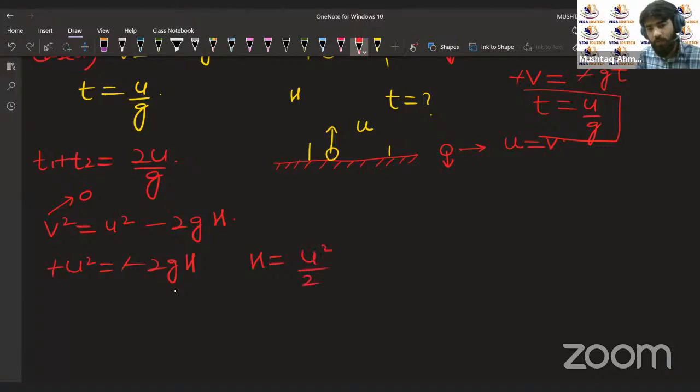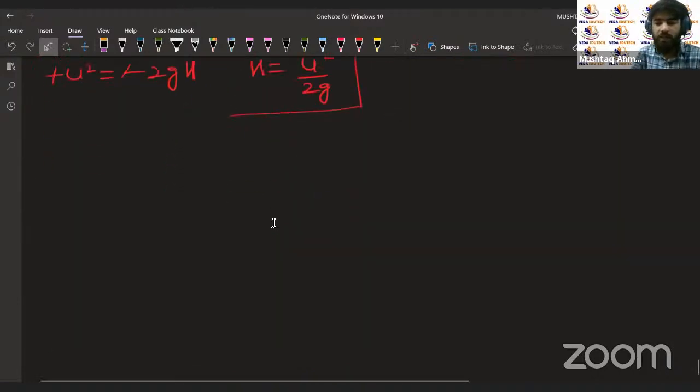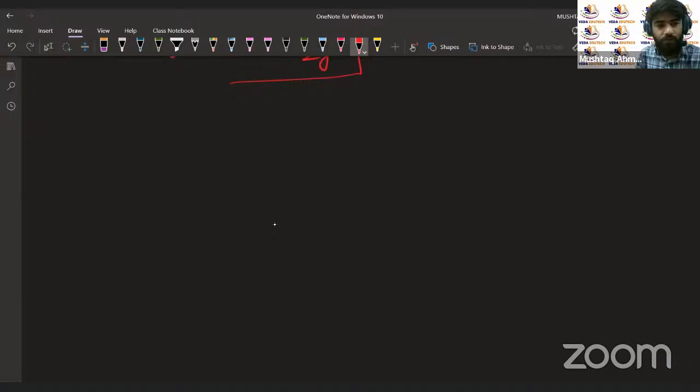So this is the height the particle always attains when it is thrown with a velocity of u in the vertically upward direction, right? So u square over 2g is the maximum height attained by this particle, right? And one more important point is that the particle can be at the same height at two different times, right?